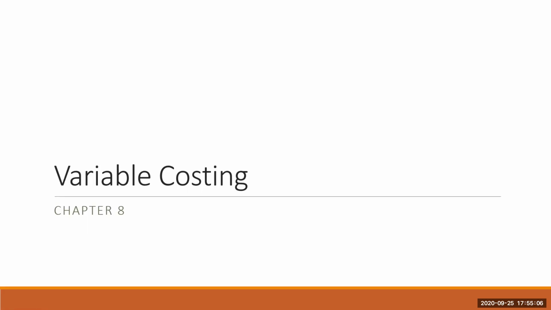Today, we're going to talk about Chapter 8 for Introductory Management Accounting. In this chapter, we are going to take a look at variable costing and compare it against absorption costing.